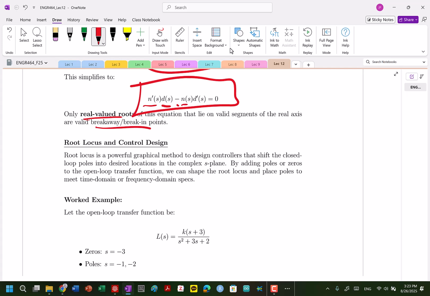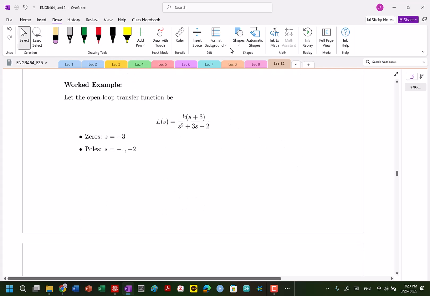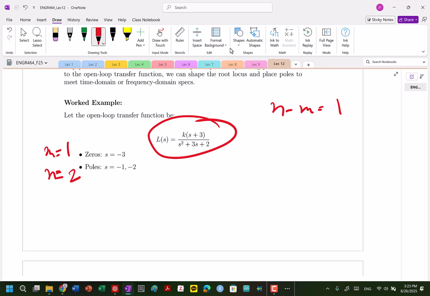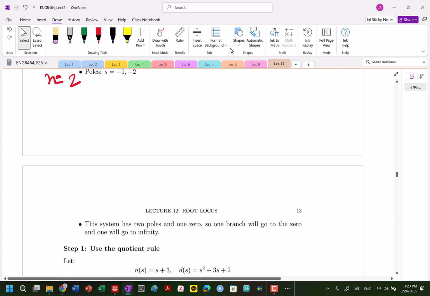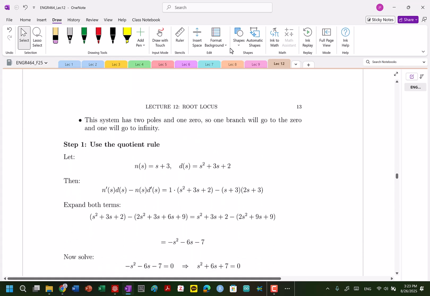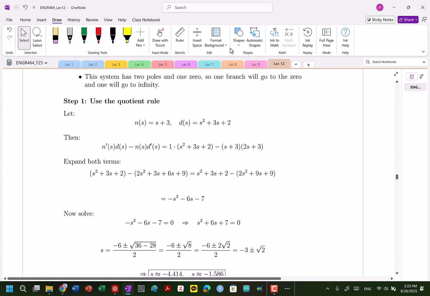So let's visualize this with an example. Again, we have m equals 1, and it's a good way to practice too. Let's verify almost everything. n equals 2. So we have n minus m equals 1, diverging to infinity on an asymptote. And we'll verify that value with the quotient rule, but let's take a peek at it first.